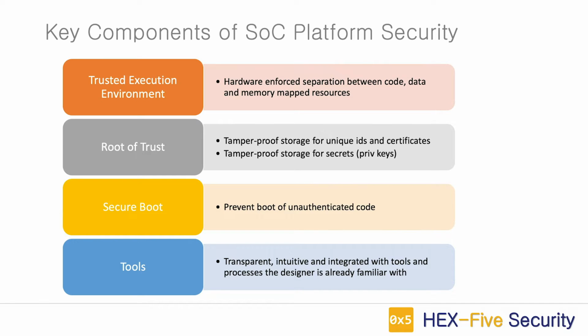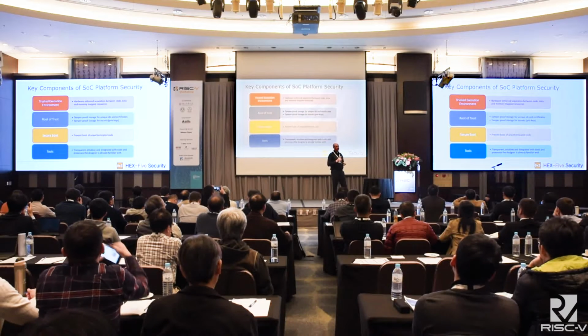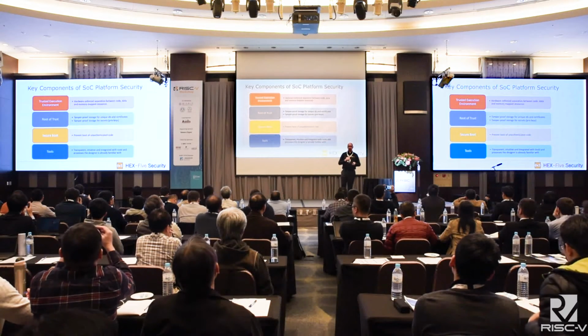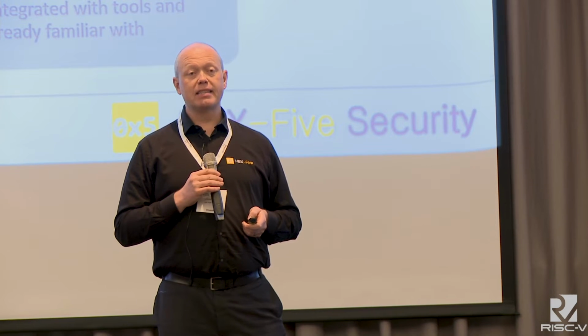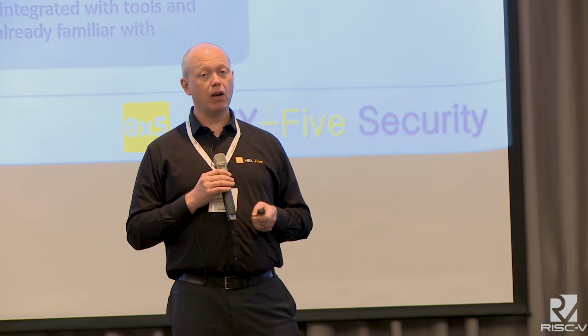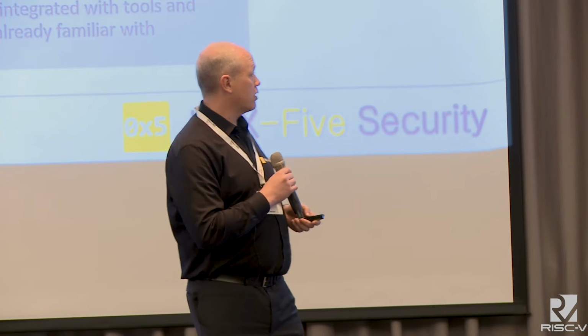So let's talk about these key components of platform security here. A trusted execution environment is the most fundamental component because it creates separation. And as I mentioned, without separation, any one vulnerability takes the whole system down. A root of trust, an ability to store keys in a way that's tamper-proof, something that you can trust, is also fundamental to this. That typically sits on top of, or sometimes in parallel to, a trusted execution environment.